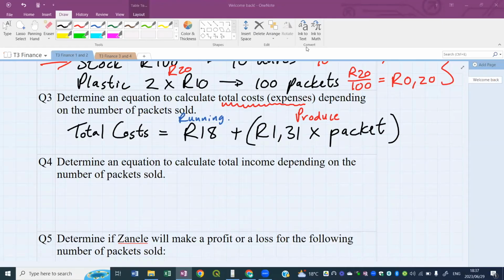Who'd like to help me with the 18 plus 1.31 times packets?